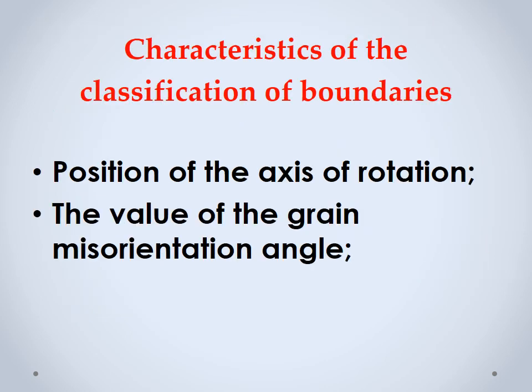If the axis of rotation lies in the plane of the boundary, then such a boundary is called inclined. And if the axis of rotation is perpendicular to the plane of the boundary, then the boundary is called the torsion boundary. The boundary is of a mixed type if it consists of tilt and torsion elements.